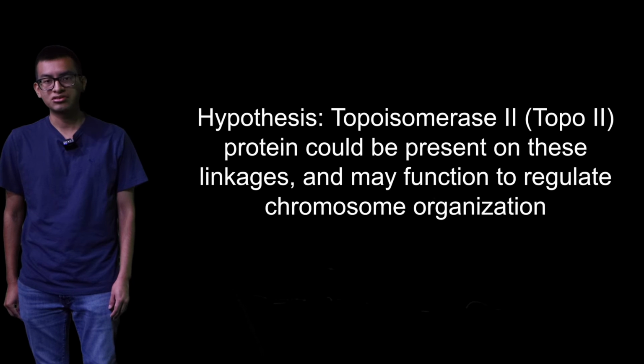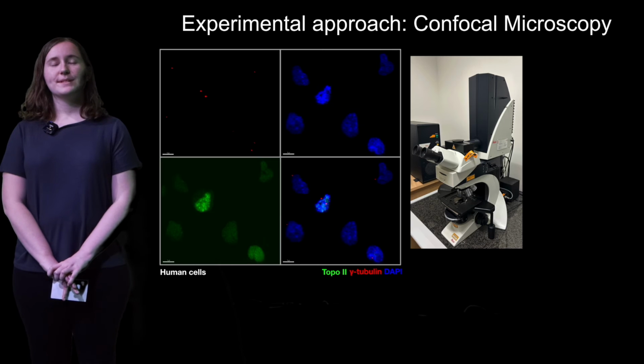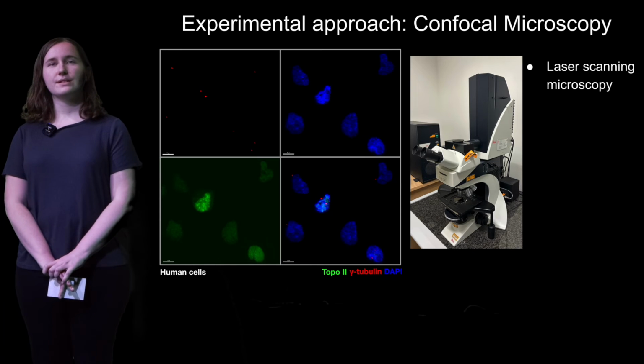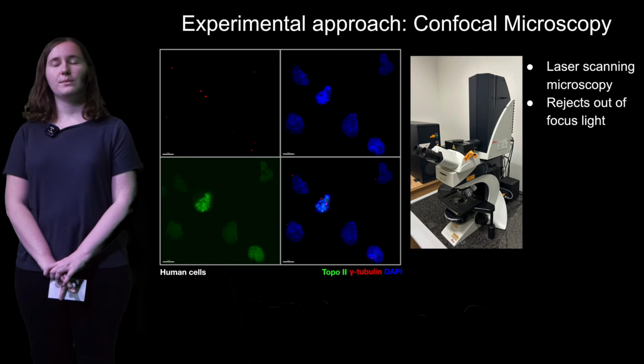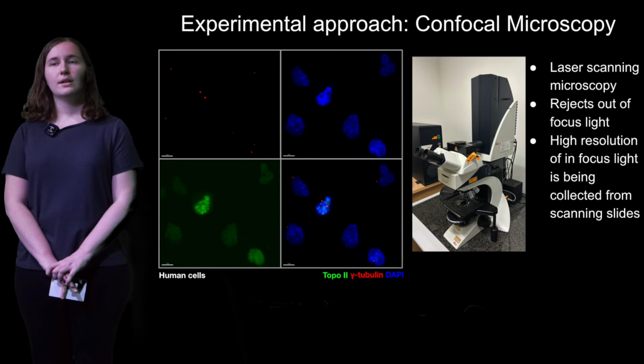Our hypothesis is that topoisomerase II may be present on these linkages and may play a role in the segregation of homologous chromosomes. Our experimental approach is mostly confocal microscopy. The image to the right is an image of a confocal microscope. The confocal microscope uses lasers to excite the cells, and then we can see on the left here what it actually looks like for us when we're looking at the confocal.